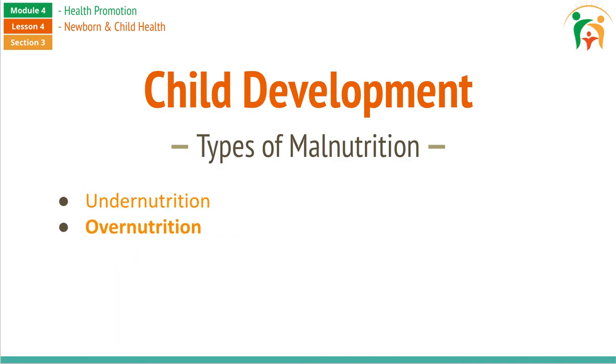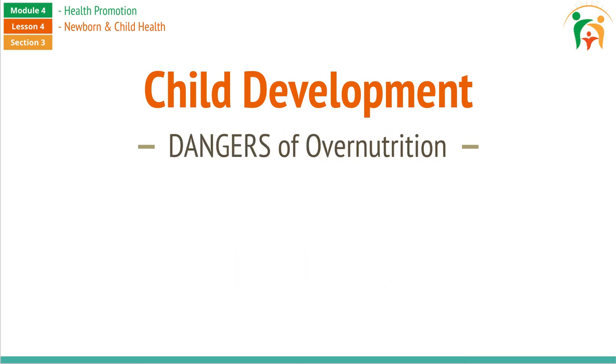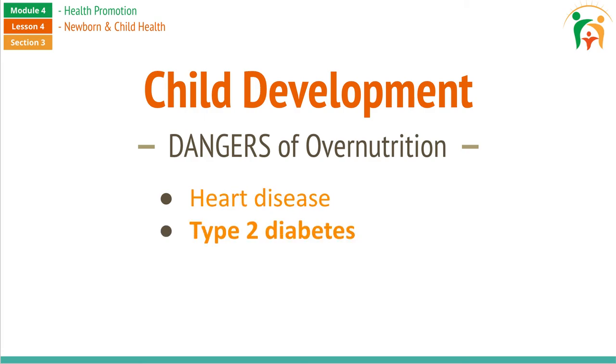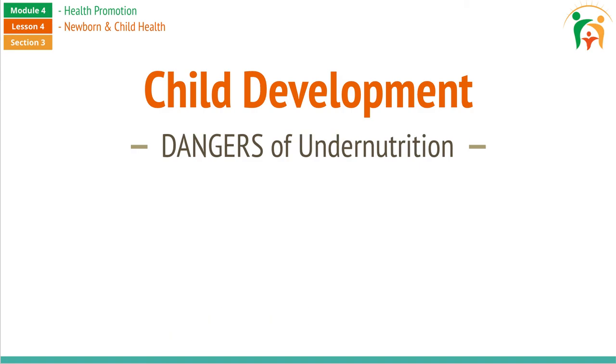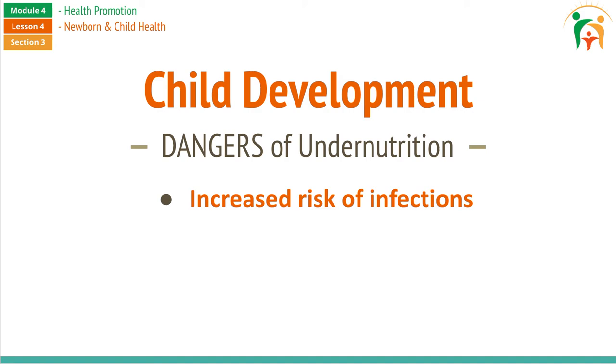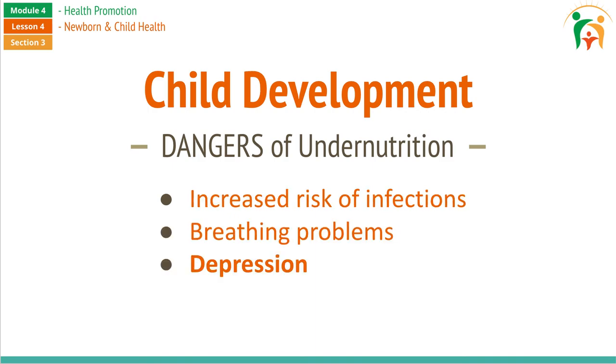Overnutrition. Diets that provide excess energy. It can lead to nutrition-related diseases that develop over a long period of time. Dangers of overnutrition: it can lead to heart disease, type 2 diabetes, high blood pressure, bone disease, and depression. Dangers of undernutrition: it leads to increased risk of infections, breathing problems, depression, anemia, and stunting.